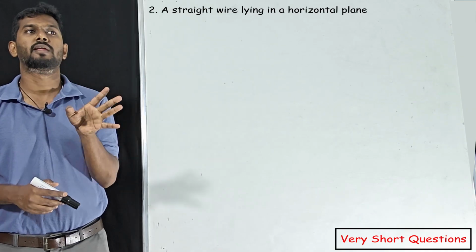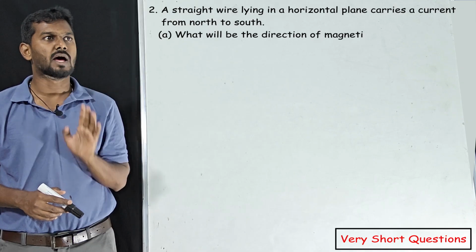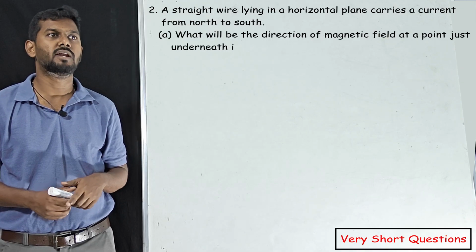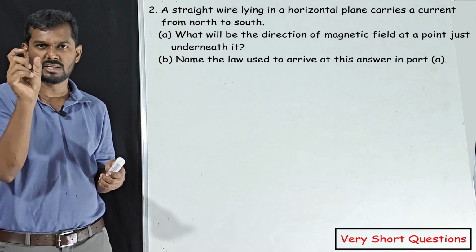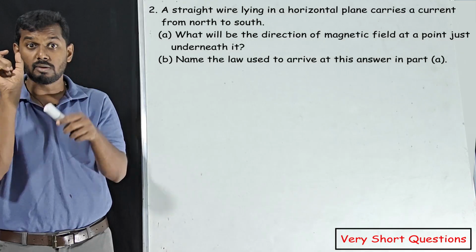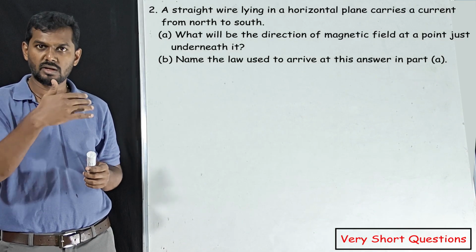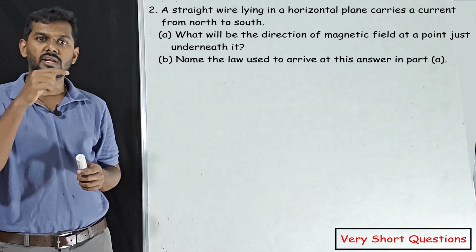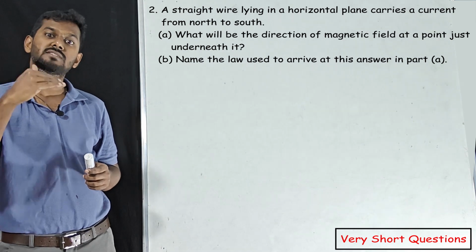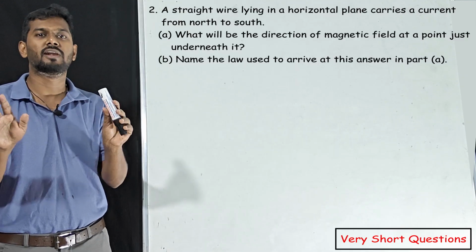Our second question: a straight wire lying in a horizontal plane, this is very much important, carries a current from north to south. What will be the direction of magnetic field at a point just underneath it? That means the magnetic needle is just below the wire. The important thing is that the magnetic needle is below it, so whatever we are learning is all for below. And if they ask the same question with the magnetic needle just above it, then whatever we are learning will be exactly opposite. This is what we have learnt in the concept video.